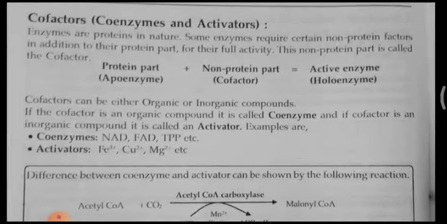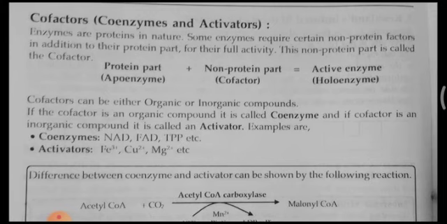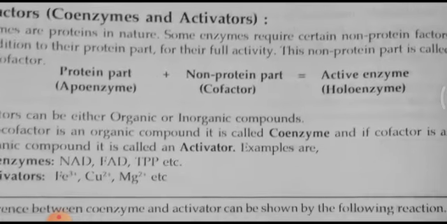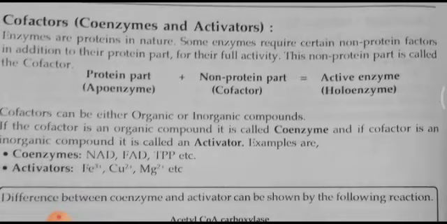Next, we are going to discuss cofactors, which are also called coenzymes and activators. Enzymes are protein in nature, as we have discussed in the beginning. Some enzymes require certain non-protein factors in addition to their protein part for their full activity. This non-protein part is called the cofactor. So enzymes are proteins in nature and proteins are organic.